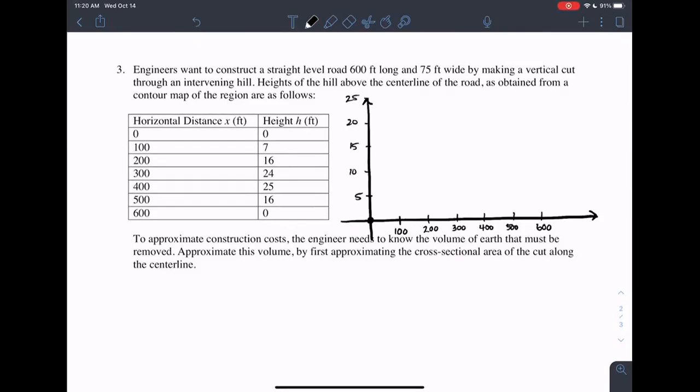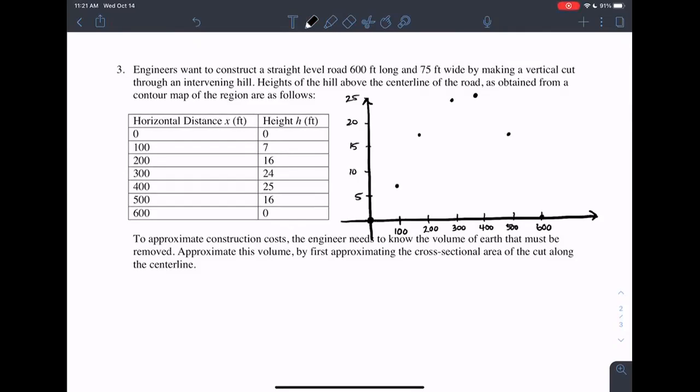And that's at the 400 foot mark. And at the 100 foot mark, we are 7 feet high. At the 200 foot mark, we're at 16. At 300, we're almost to the top, almost 24. At 500, we're back down to 16. And at 600, we're back down to 0. So we've essentially got this funky hill, and we want to cut through it.